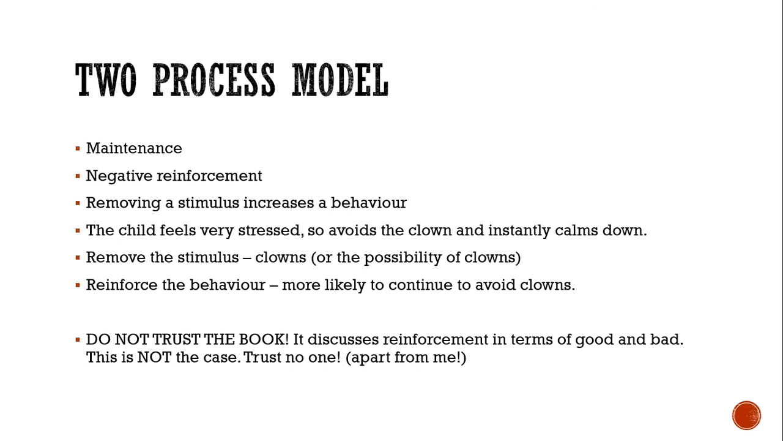So the child removes the fear stimulus, the clown, whatever it is, and then that reinforces the behaviour of avoiding the fear stimulus. So the stimulus is removed, and it increases that behaviour, avoidance behaviour, and that allows us to maintain a phobia. So classical conditioning causes a phobia essentially, and operant conditioning allows us to maintain that phobia. And you do need to know about both, so please be confident.